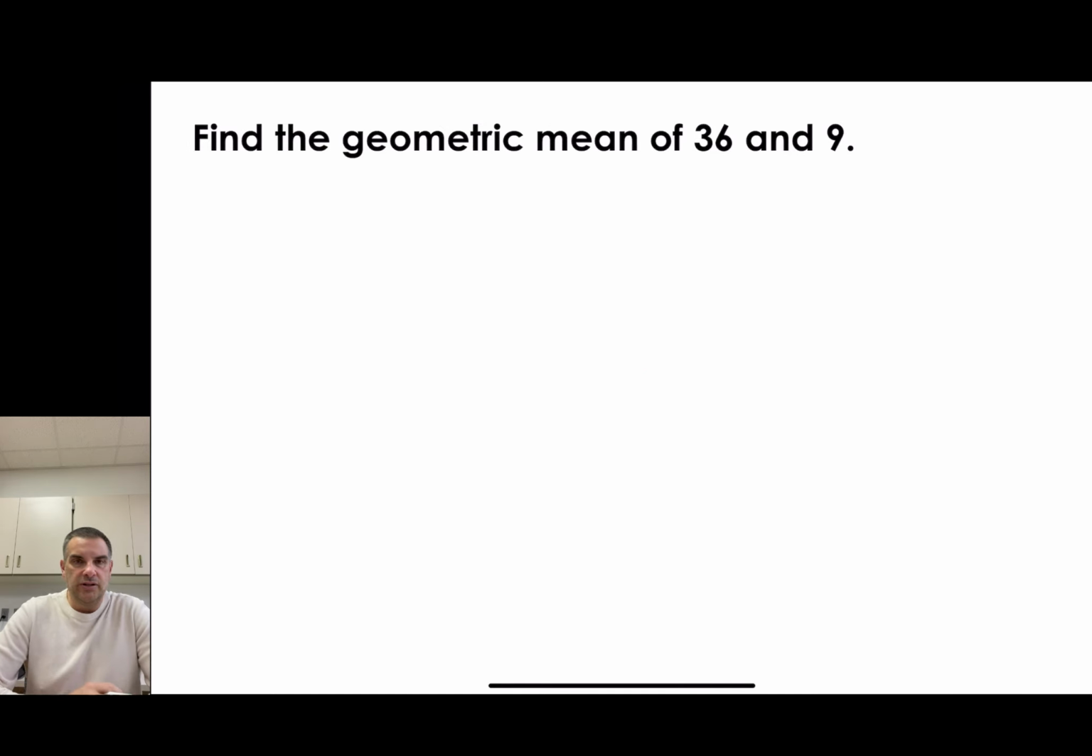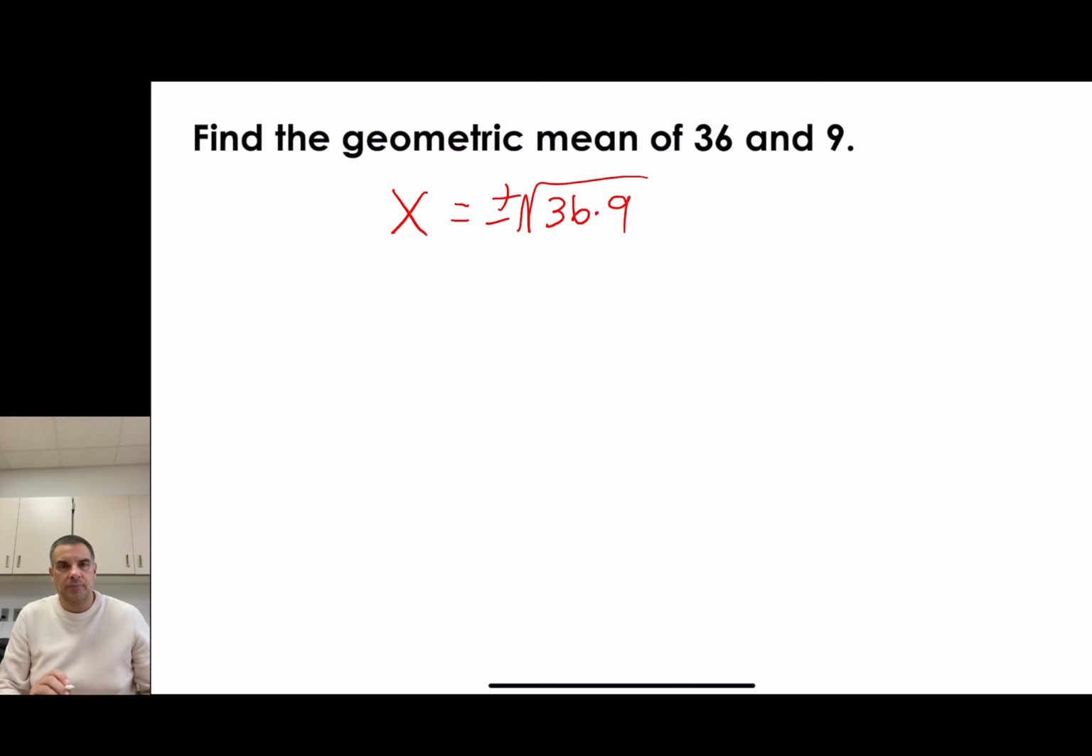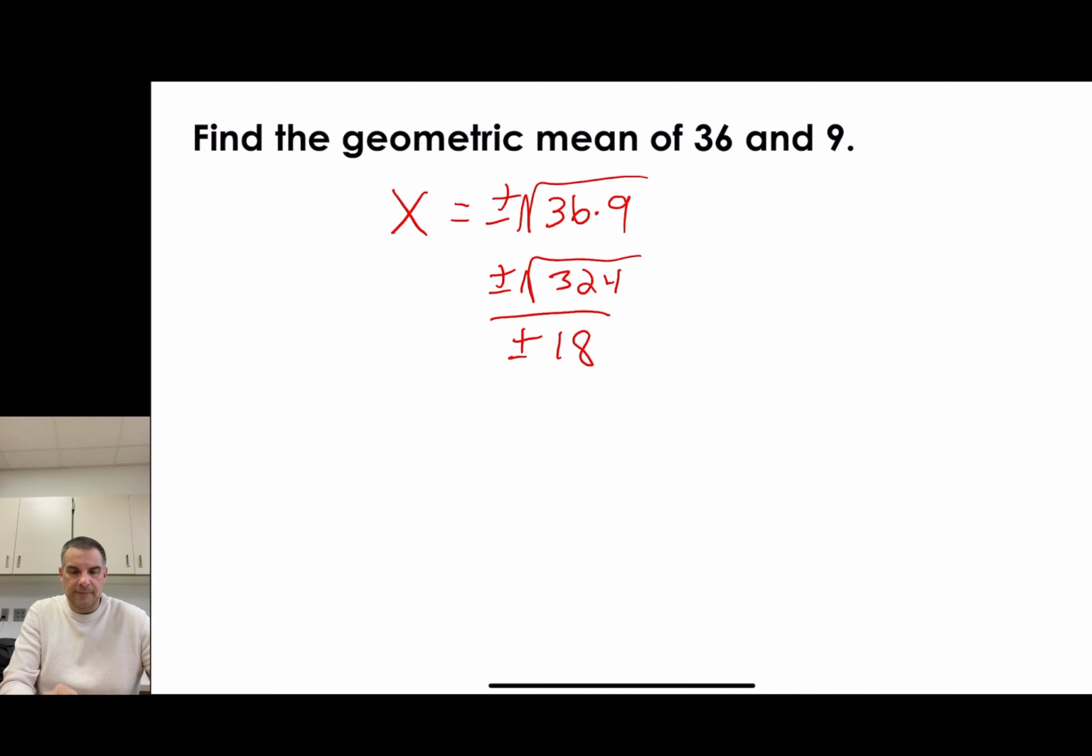So if we want to find the geometric mean of 36 and 9, the geometric mean x is going to equal the positive or negative square root of 36 times 9. Grab the handy dandy calculator. 36 times 9 is 324. So plus or minus the square root of 324. We see if 324 is a nice little one, and it is. So our solution here is positive or negative 18. And you're done. Okay. What happens if it's not pretty for you guys today?